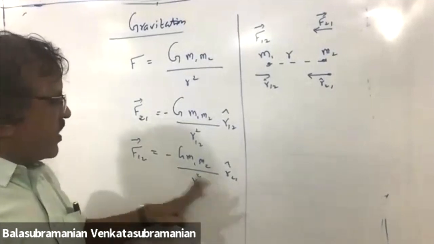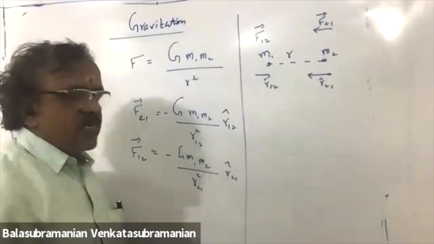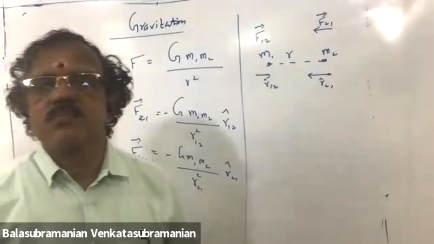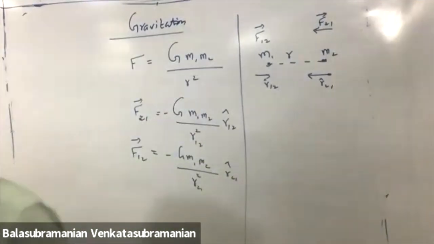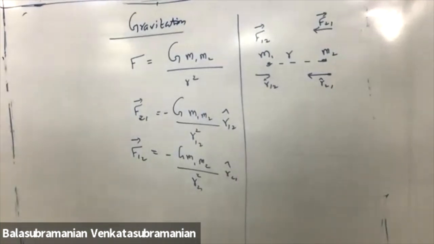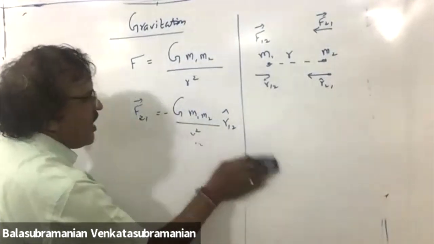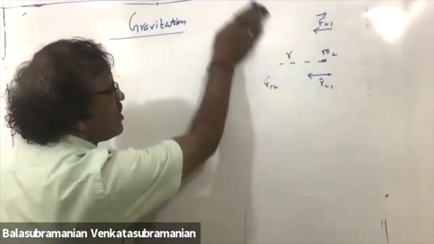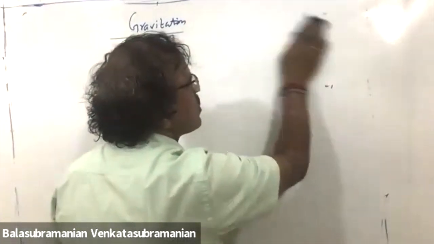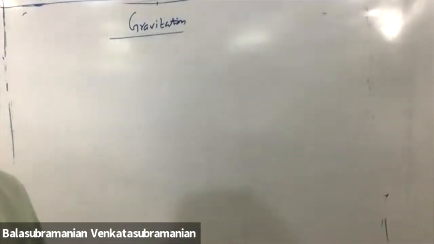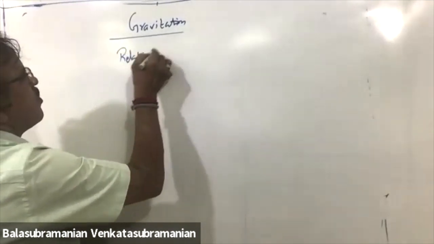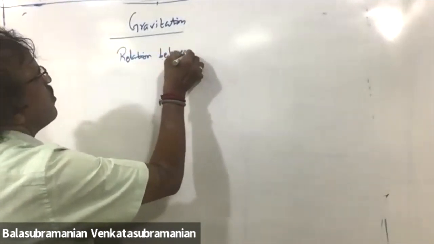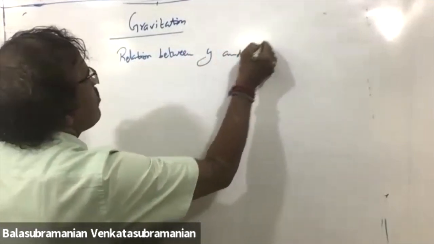So right answer also vector form, left answer also vector form, minus. Okay, so this is the vector form of Newton's law of gravity. Acceleration due to gravity and gravitational constant, we should know the relation between small g and capital G.